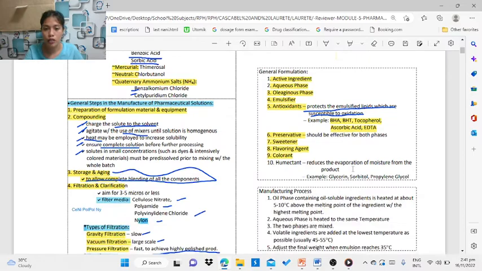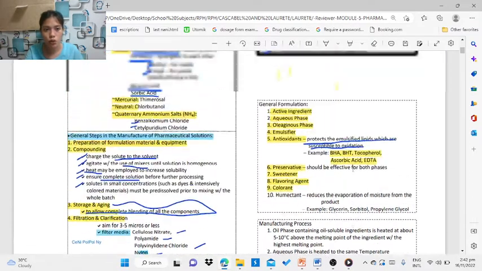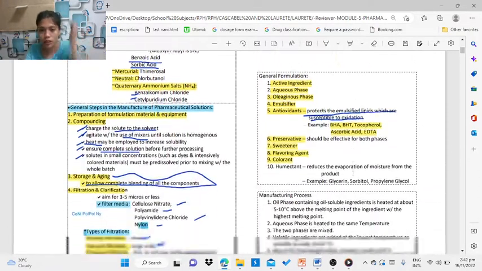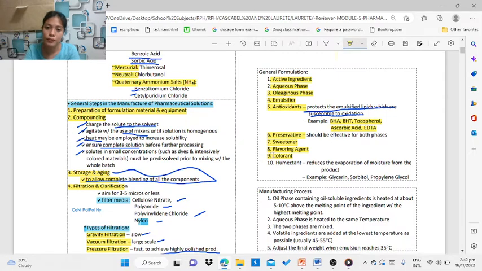Humectant po ang sunod. Reduces evaporation. Kung walang humectant, mag-evaporate. Kung wala pong humectant, vapors po. So, ano po ba yung mga humectant? Glycerin. Glycerin.